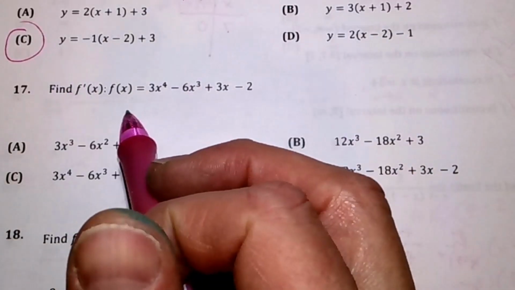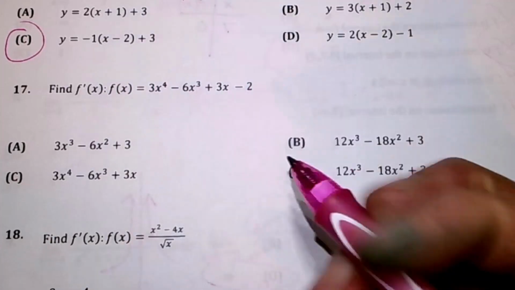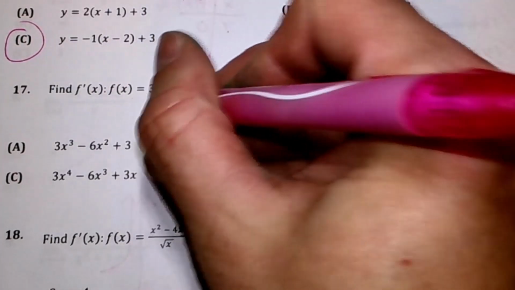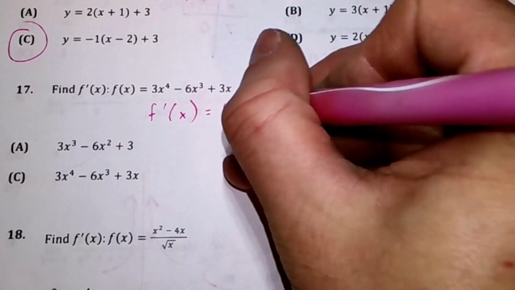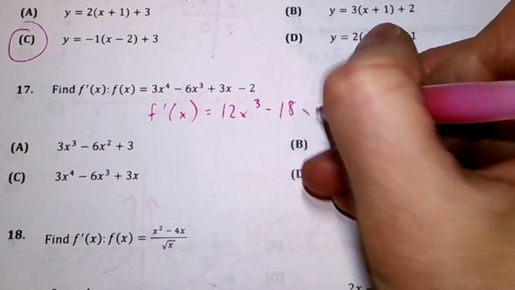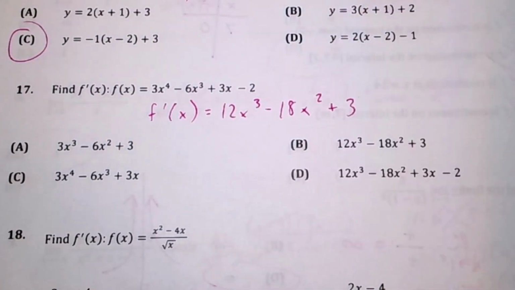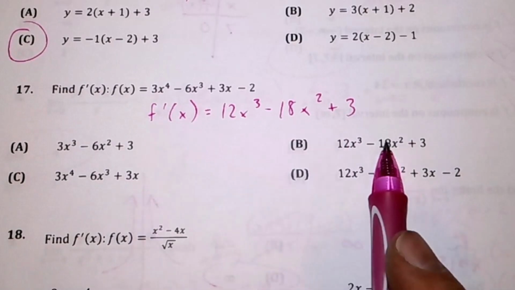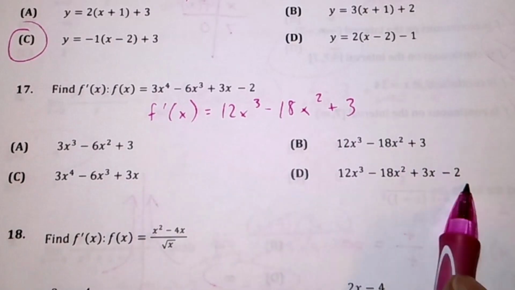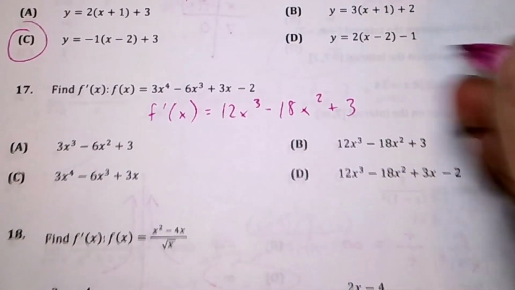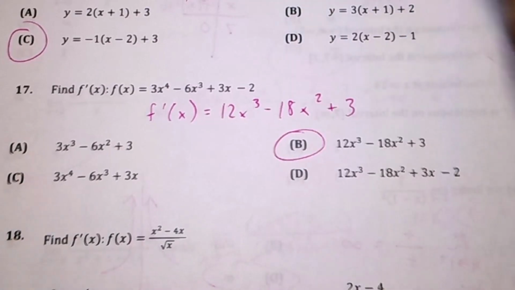Okay, find the derivative. Wow, this is kind of easy. So let me just crank out this answer. Okay, so what's this guy? Minus 18x squared plus 2. They got the minus 2 there, so that's incorrect.